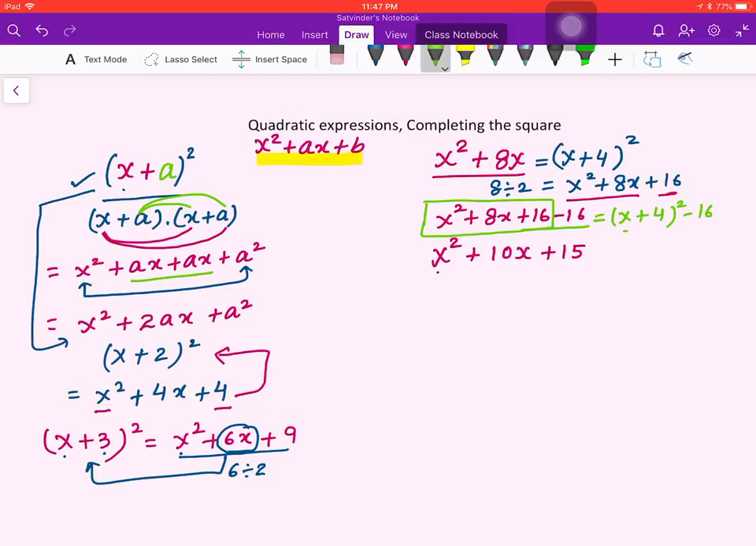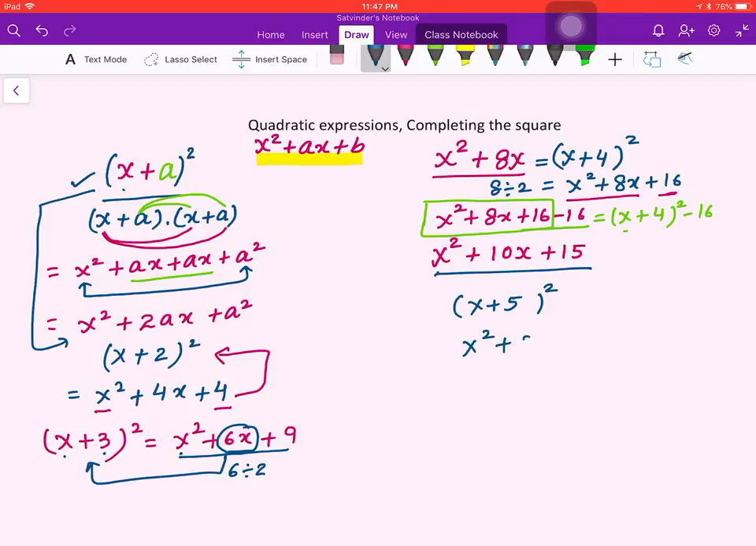So let's take another example. Here you have x squared plus 10x plus 15. Can you guess what I should write here? x plus something. That something should be half of the middle, 10. Half of 10 is 5. So I should write 5 here, but this is not the same. So you can check what you should write.